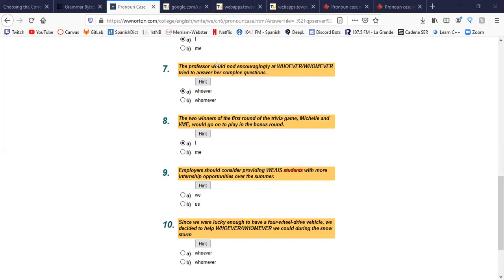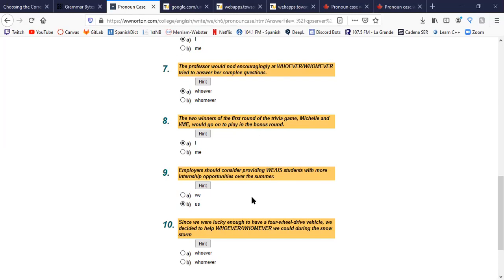It would actually be we. I'm sorry, not we, us. I said we. It should be us. It's us, because here we have the direct object of the sentence. So us is the direct object of the action providing, should consider providing. So the whole sentence would be, employers should consider providing us with more internship opportunities over the summer. And if we put back the noun students, we have, employers should consider providing us students with more internship opportunities over the summer. So in this case, us makes sense.